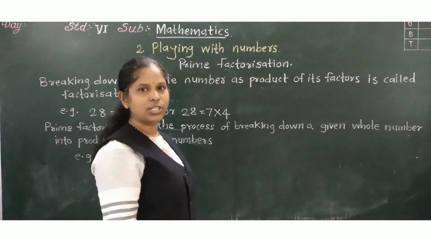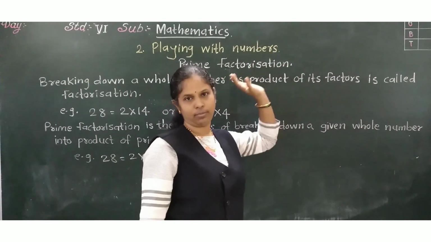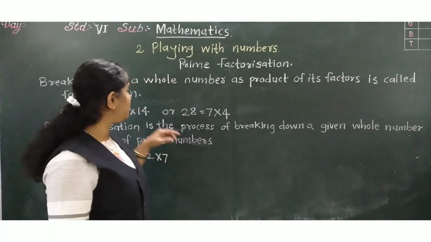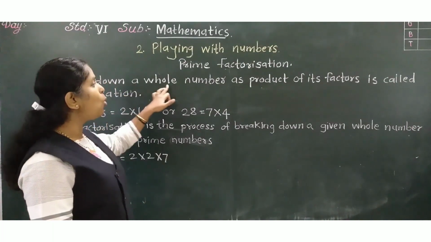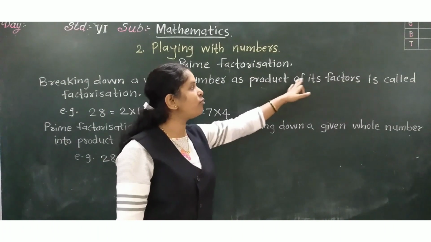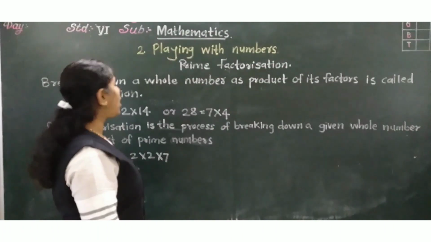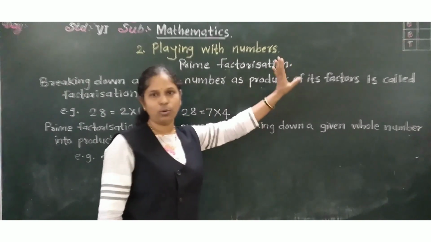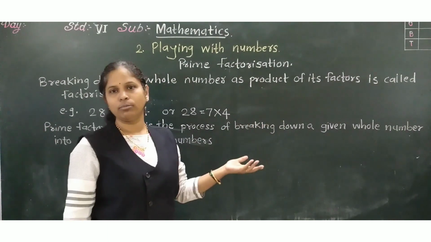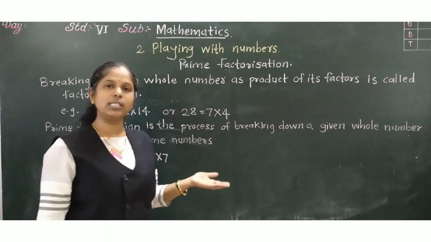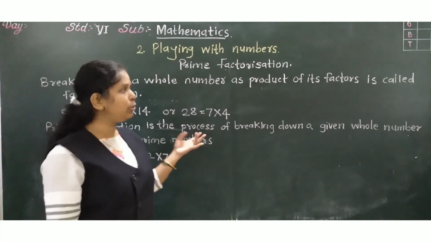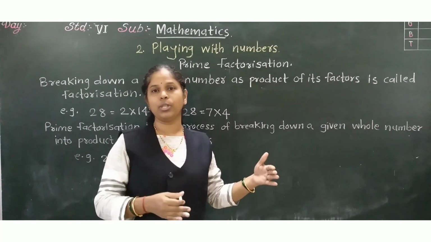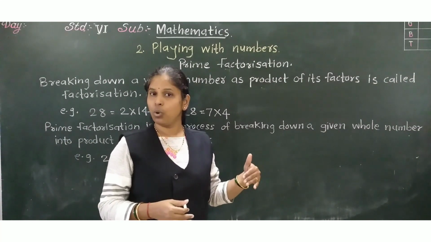Students, now next topic is prime factorization. First of all, what is meant by factorization? Factorization means breaking down a whole number as product of its factors. Now here, whole number, factors. Factors you know, and whole numbers also you might know the concept. 1, 2, 3 and all these numbers we consider as whole numbers.